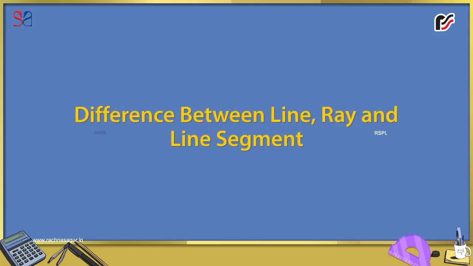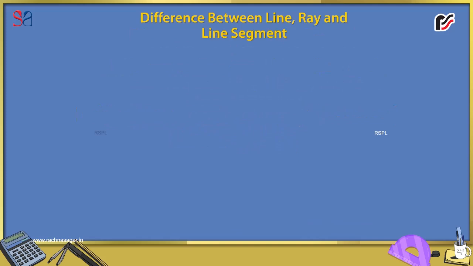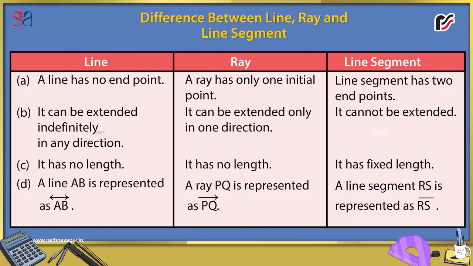Difference between line, ray, and line segment. A. A line has no end point. A ray has only one initial point. A line segment has 2 end points. B. A line can be extended indefinitely in any direction. A ray can be extended only in one direction. A line segment cannot be extended. C. A line has no length. A ray has no length. A line segment has fixed length. D. A line AB is represented as, a ray PQ is represented as, a line segment RS is represented as.